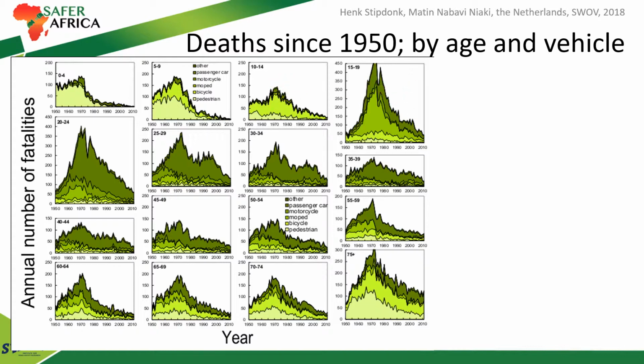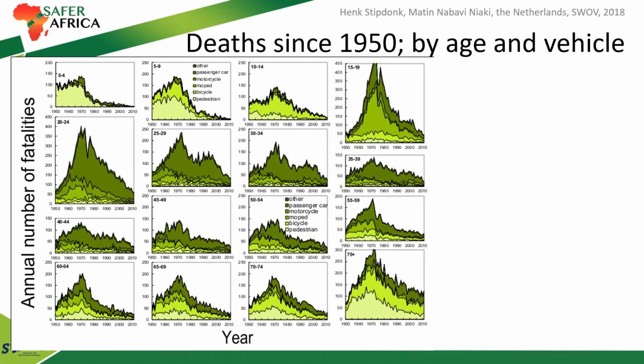And then on the next line we see the next 4 groups, and then another list of 4 groups, and then the last 4 groups, and the last one is 75 plus years of age. All graphs are in the same scale, so the vertical scale is the same for all, and so the differences in the graphs are entirely due to the different numbers of people killed in those age groups.